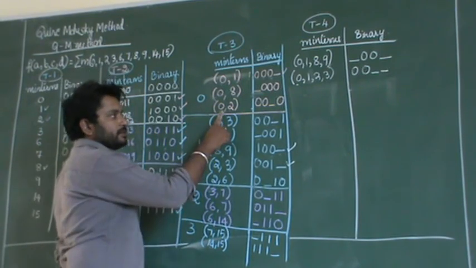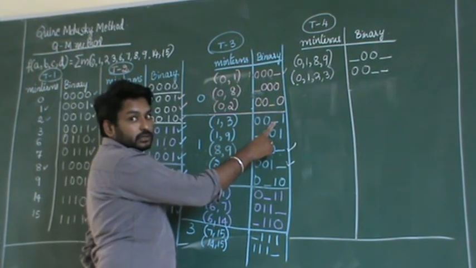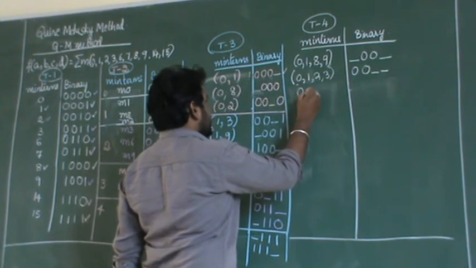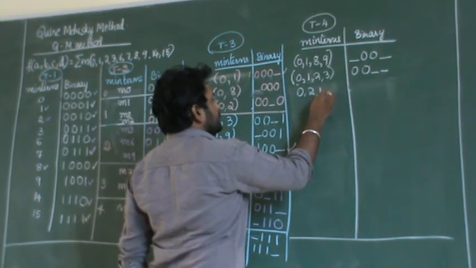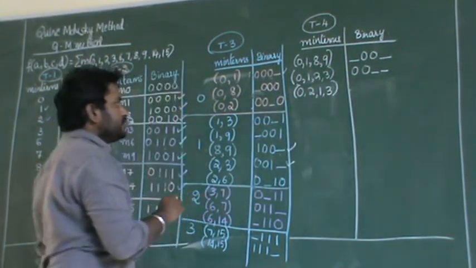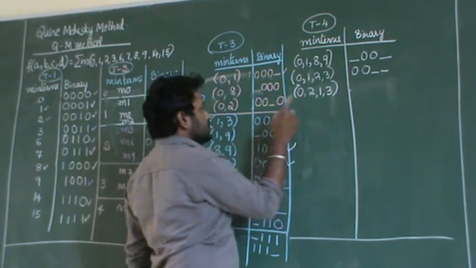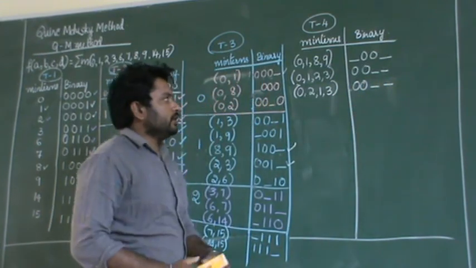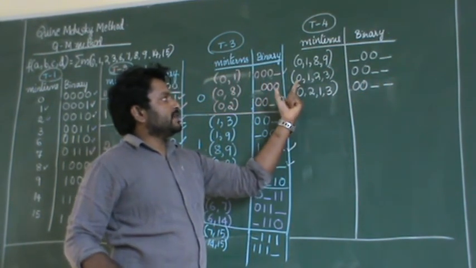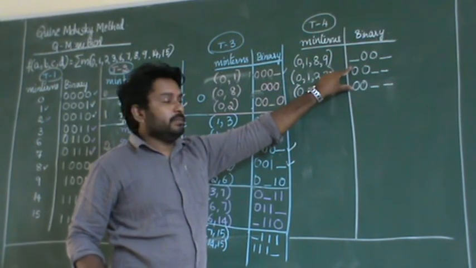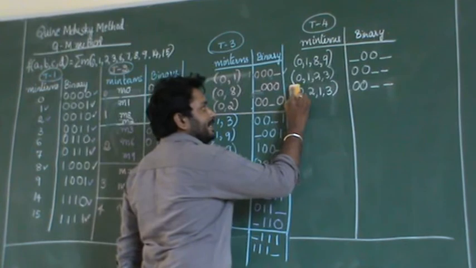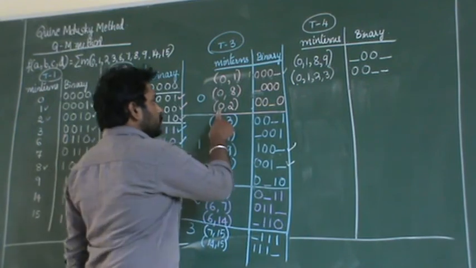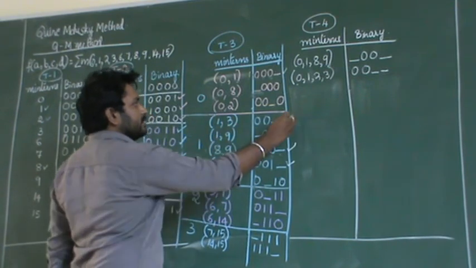Yes. How is it possible? The third position is dash, and here also the third position is dash, so you can check it for that. 0, 2 with 1, 3 gives 0, 0, dash, dash. Now 0, 2, 1, 3 in the bracket is the same as 0, 1, 2, 3, and the binary representation is also the same. So again I shouldn't write it, and I erase this as well.